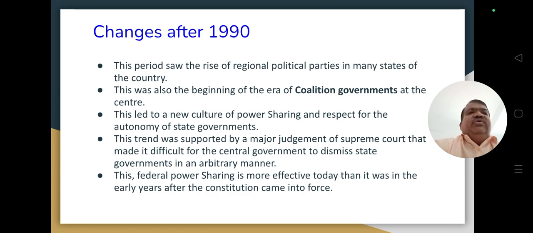This federal power sharing is more effective today than it was in the early years after the Constitution came into force. These are the changes which we find after 1990, which have strengthened federalism in India.